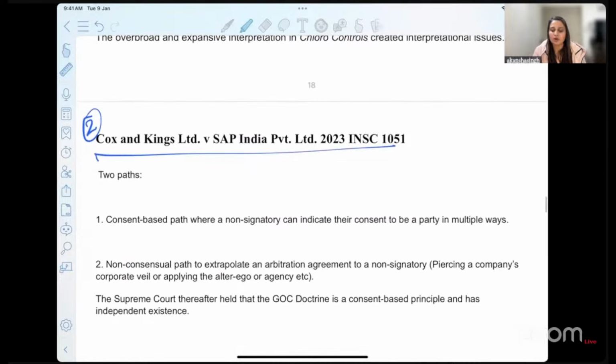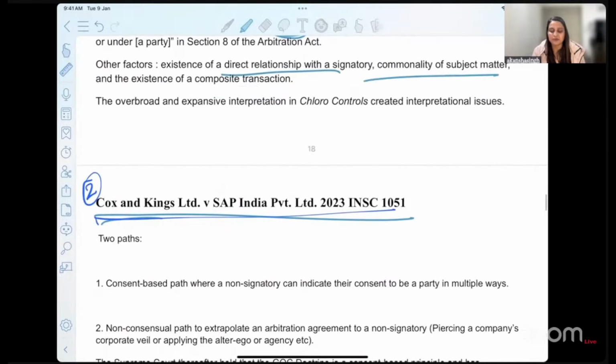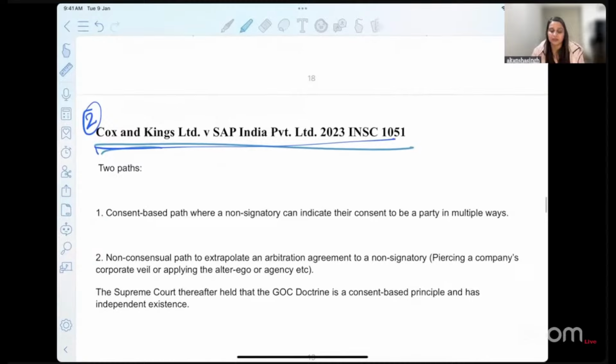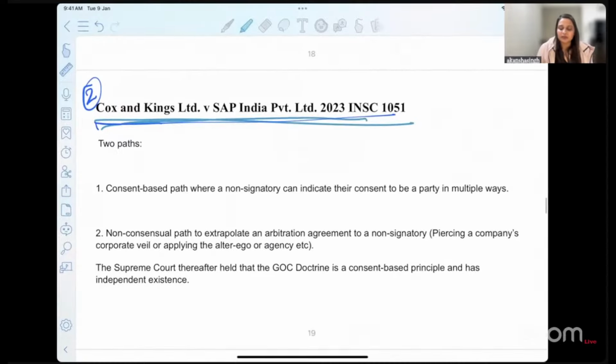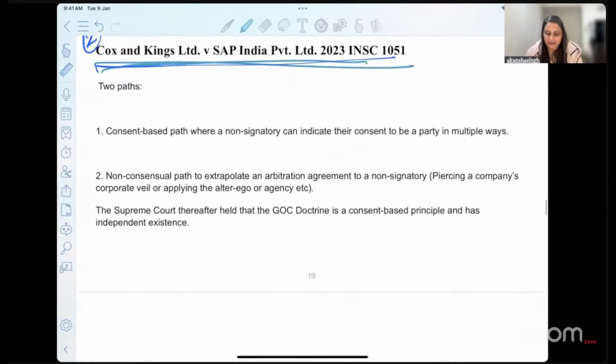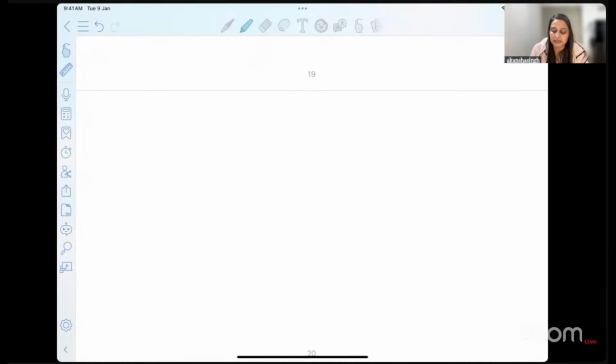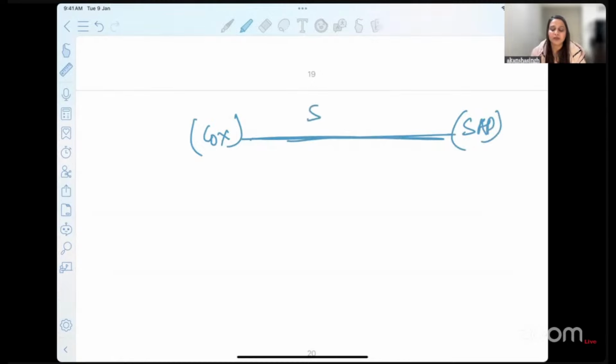Then we come to Cox and Kings. I'll be explaining this part again because it will come later as well. Now, what happened in this particular case, if I have to draw and explain it to you, I'll just very quickly draw and tell you. There is the first company, that is the Cox company, versus the other company, that is SAP. Now, they had a contract with respect to a particular software, some ERP software, wherein they promised that the software will work in this particular manner.